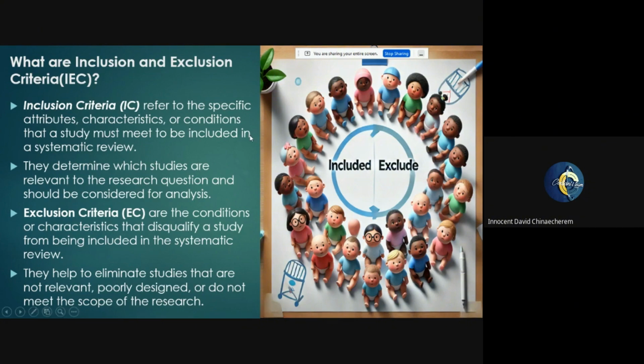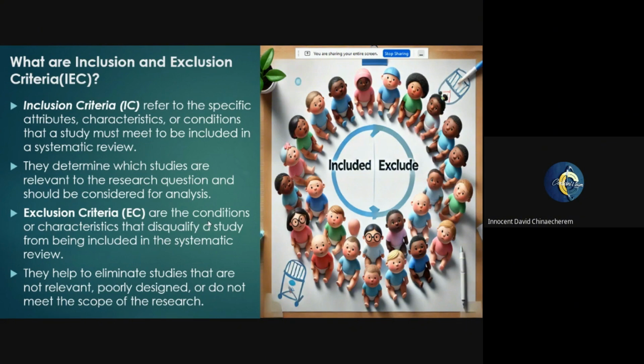Inclusion criteria refer to those specific attributes, characteristics, or conditions that studies have to meet for them to be included in your systematic review. They determine which studies are relevant to the research question and should be considered for analysis. So let's assume you've got a study you want to start. There need to be some specific characteristics that those studies need to have for you to include them in your study pool. But on the other hand, exclusion criteria are conditions or characteristics that disqualify studies from being included.